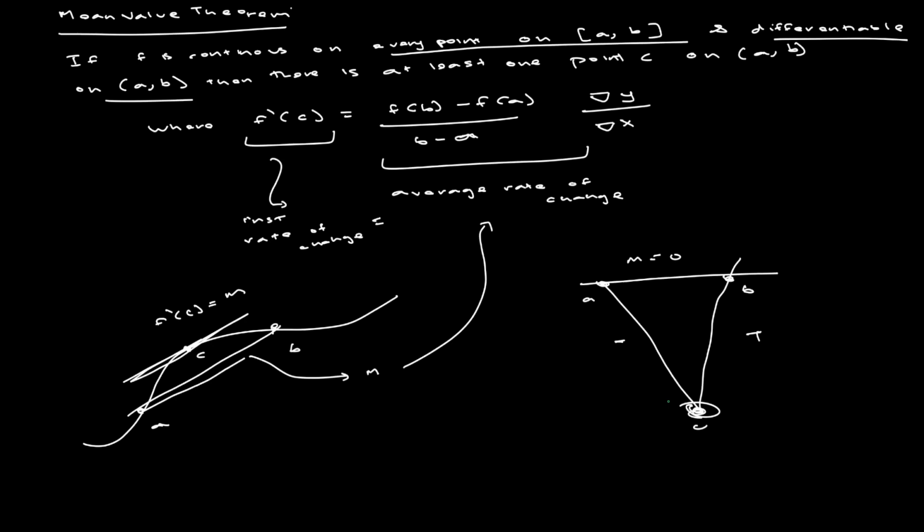But let's take a look at some cases where it actually does apply, and let's utilize the mean value theorem. So let's say we have f of x is equal to square root of 1 minus x squared. And we have point A is equal to negative 1, and point B is equal to 1.